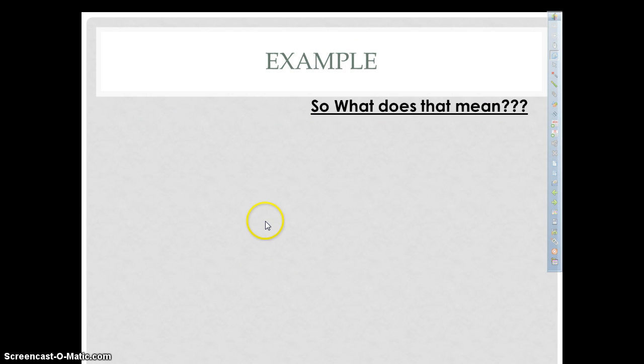So here's what we need to think about. Here's what a problem will look like. So I'll give you a balanced equation. So go ahead and write this equation down and these 2 pieces of information.